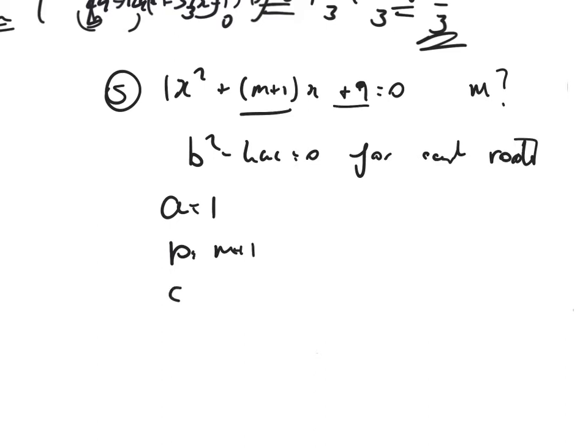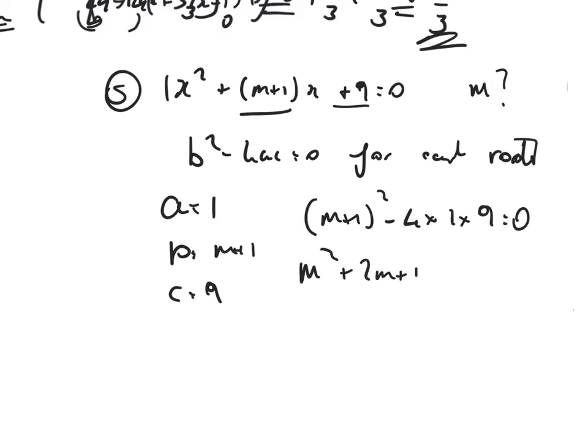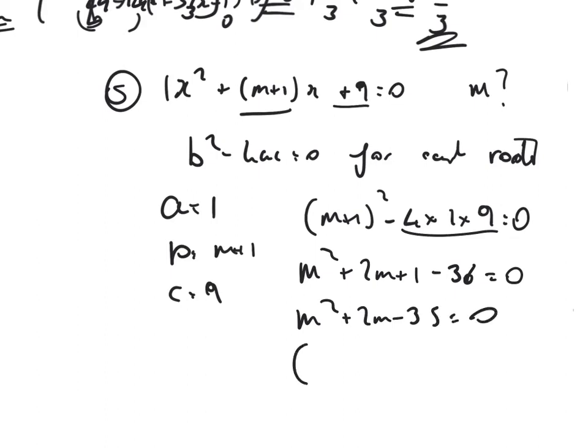and c is 9. So it's going to be (m plus 1) all squared minus 4 times 1 times 9 is equal to 0. That's m squared plus 2m plus 1 minus 36 is equal to 0. M squared plus 2m minus 35 is equal to 0. Two numbers that multiply to give minus 35 and add together to give 2 are 7 and minus 5.